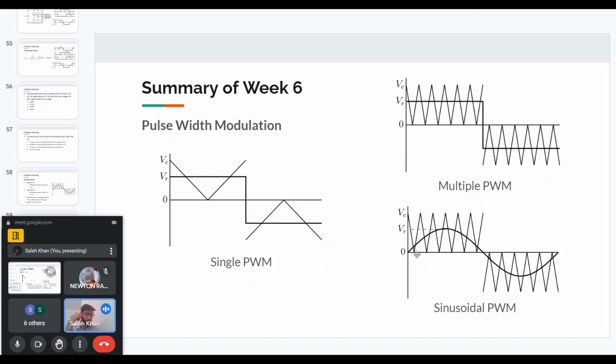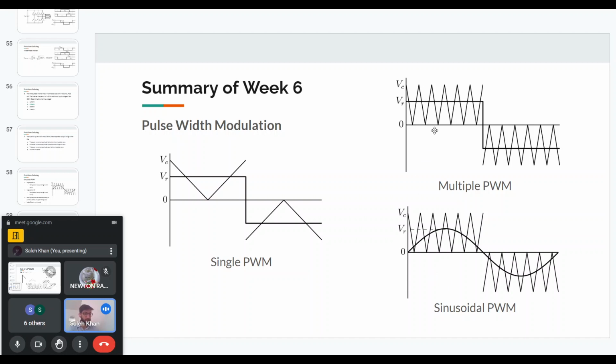For sinusoidal PWM, you can see that the off times actually change. For example, initially the off time is large, then it becomes small, and then again it becomes large. So the off times are different. That is why in sinusoidal PWM the pulses are not placed equidistant.